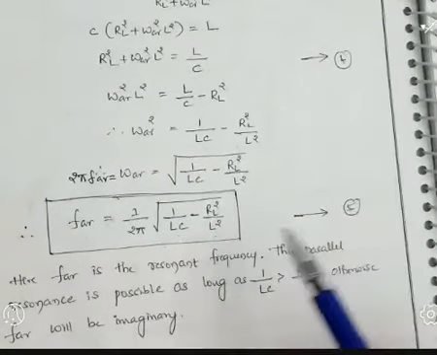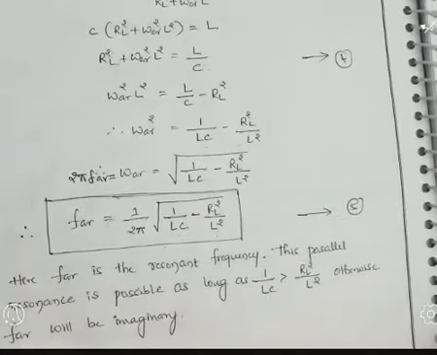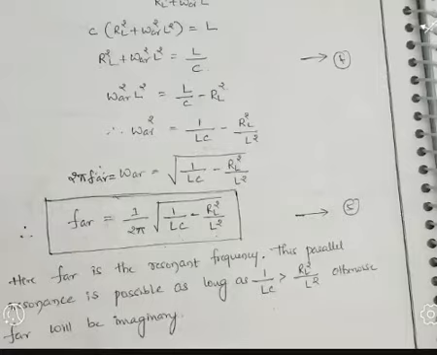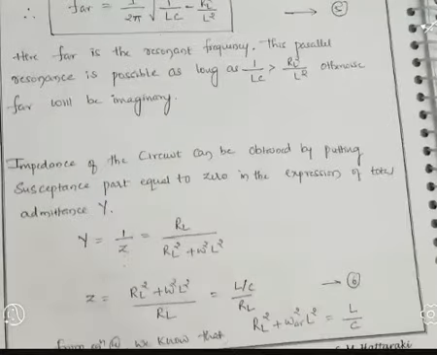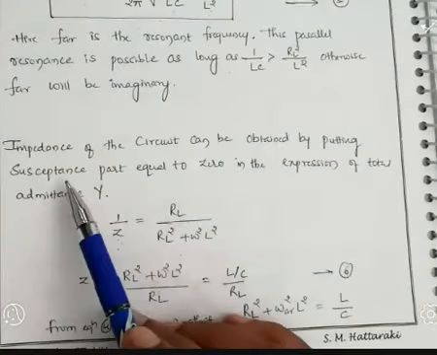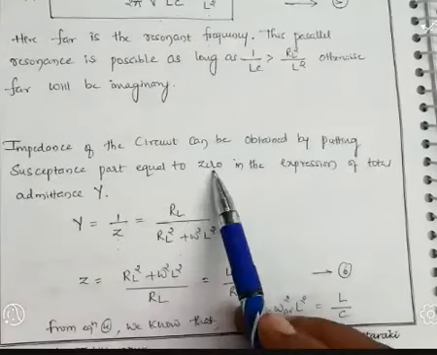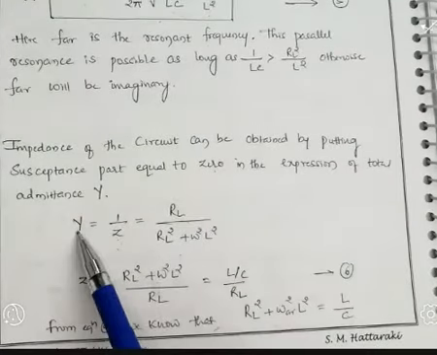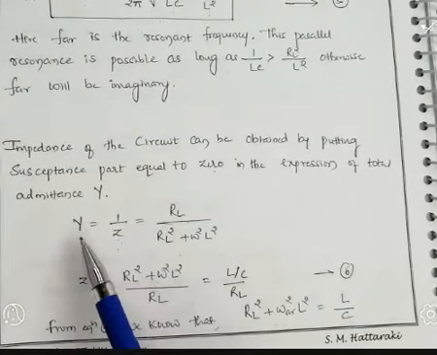Now, equation 5 is called the resonant frequency for the parallel circuit. Let us take the next topic, that is, calculation of impedance for the parallel circuit. The impedance of the circuit can be obtained by putting the susceptance, or we can say the imaginary part, equal to 0. Y indicates admittance of the circuit, Z indicates impedance of the circuit. We know the relation Y equal to 1 by Z.